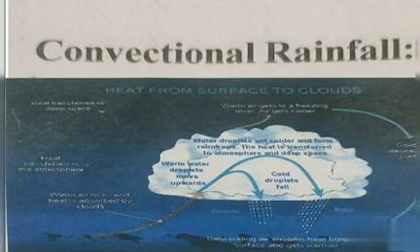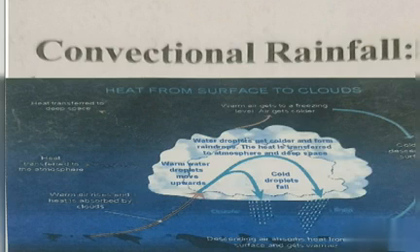Types of rainfall. On the basis of their origin, rainfall has been classified into three main types. What are those three main types? The convectional rainfall, the orographic rainfall, and at last the cyclonic rainfall.